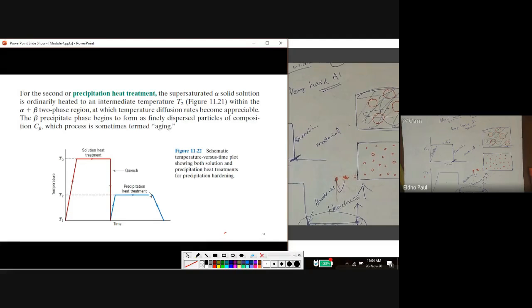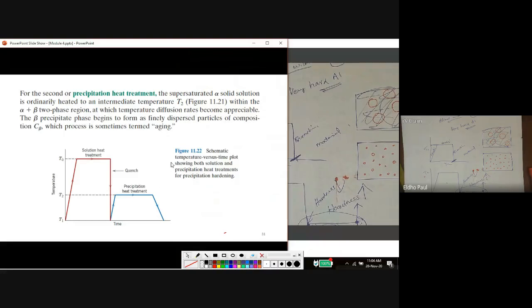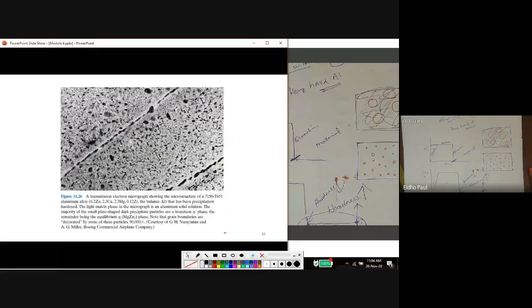Okay. So finally, dispersed particles of theta or any other second phase particles are formed, and the aging period is called age hardening. That is the last one. So this is the figure showing the age hardening of the aluminum alloy.